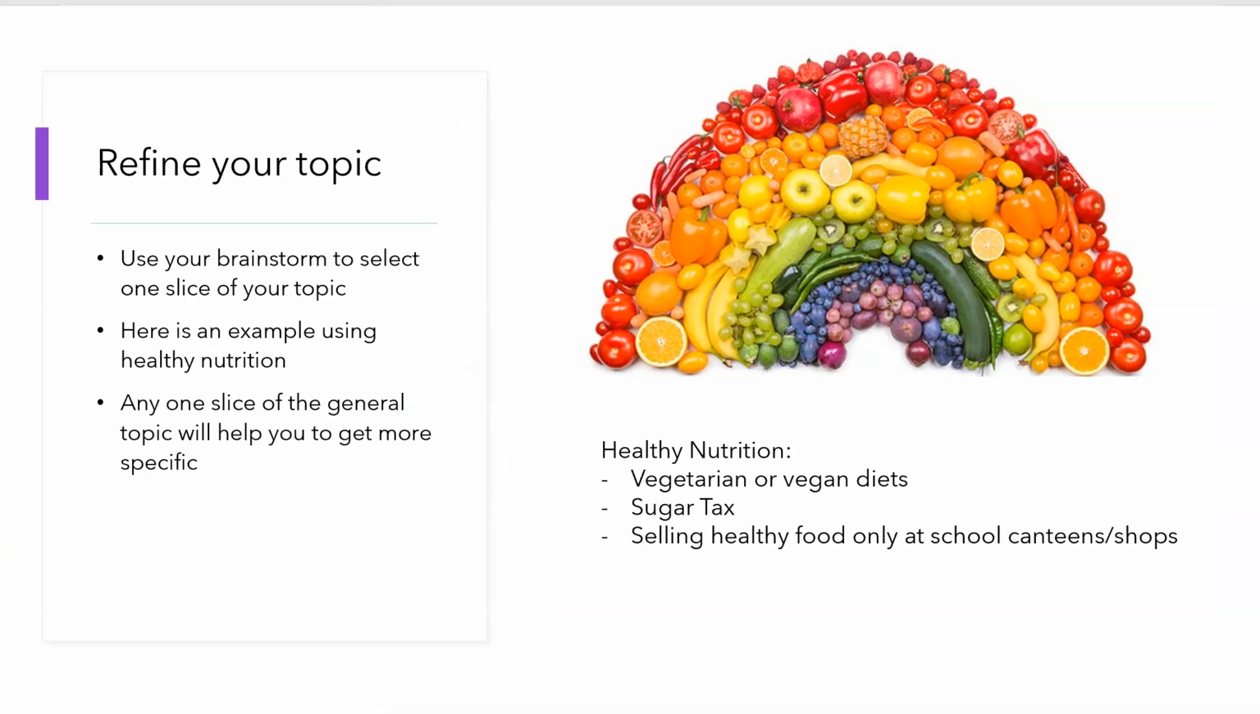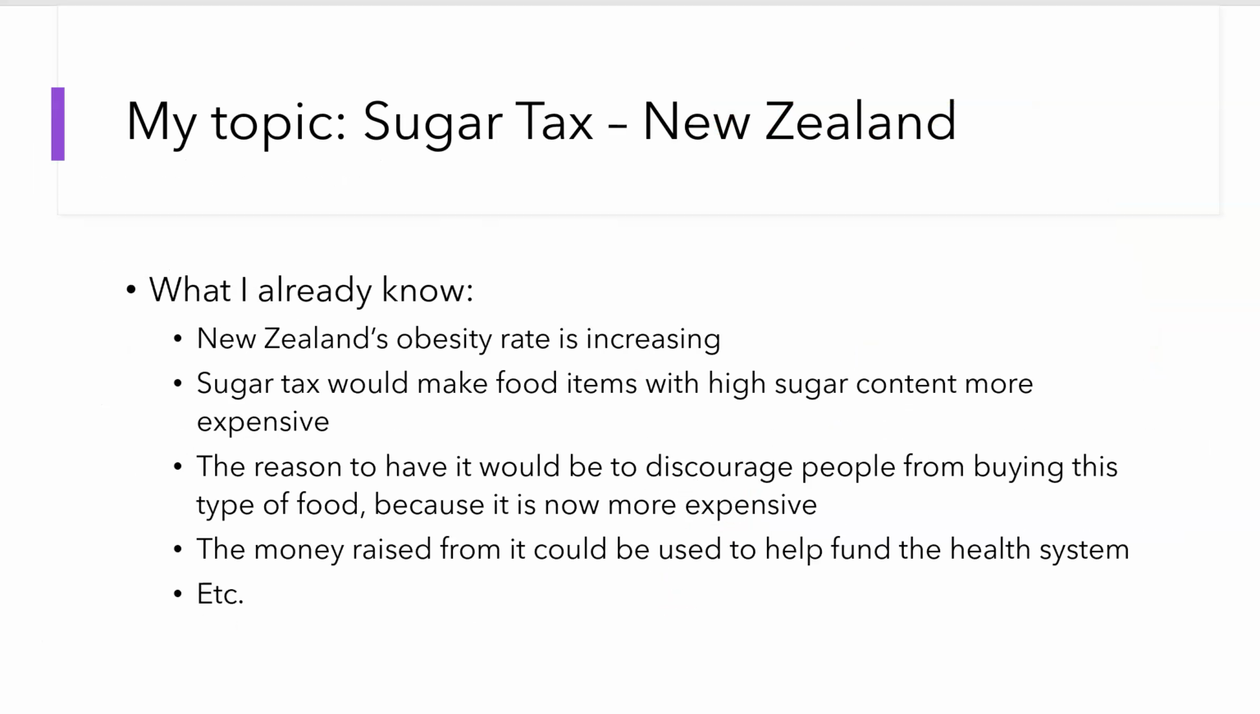So you will remember from the previous video that one of the broad topics that I talked about was healthy nutrition, and that's just going to be my example going forward, so you can see how I'd be going through the research there. That was my general topic, and the specific slice of it that I'm going to be focusing on is the sugar tax. Remember I talked about the options, talking about vegetarian or vegan diets, and also about the option of talking about only selling healthy food at schools, but I've decided I'm going to focus on the sugar tax. And so my topic is going to be the sugar tax, and I'm going to focus on New Zealand. With that I have limited the focus for my topic, because the sugar tax is still quite a large topic, and so I am wondering what the sugar tax in New Zealand might look like perhaps.